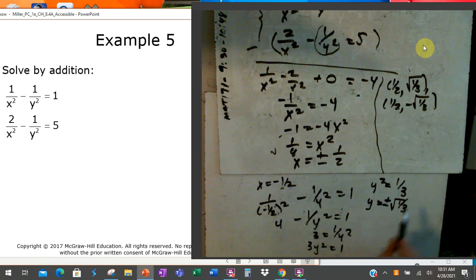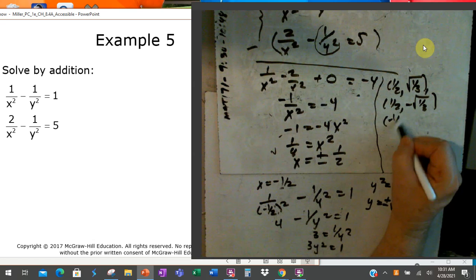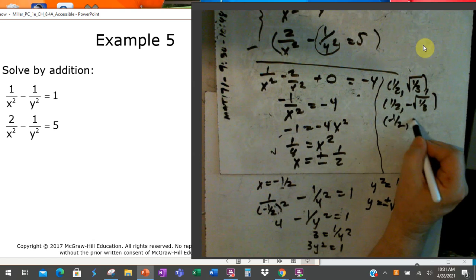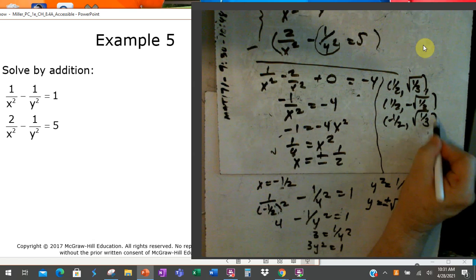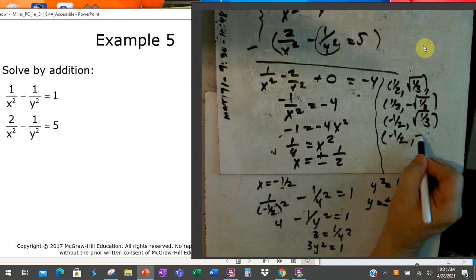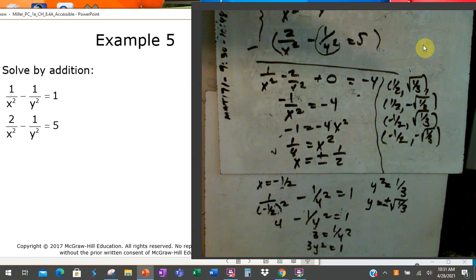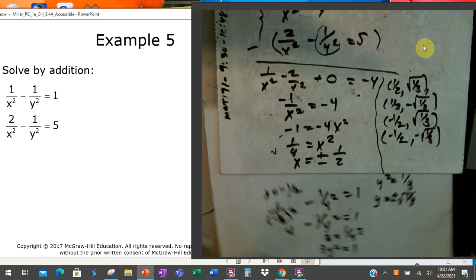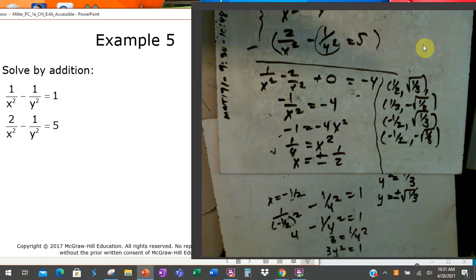So here I add in negative 1/2, square root of 1/3, negative 1/2, negative the square root of 1/3. Okay, so I just changed the sign up here. So that looks crazy. So let's go into Desmos real quick. Let me get over here.